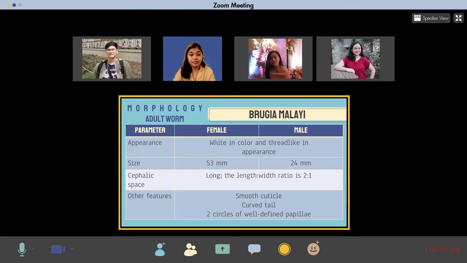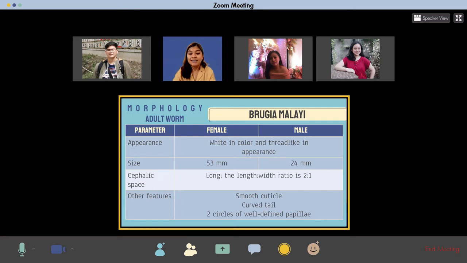So as to the adult worm, it is similar to Wuchereria bancrofti, but smaller in size. It appears white in color and thread-like in appearance. So the female and the male adult worm differ in size, in which the female is 53 millimeters, while the male is 24 millimeters, which is shorter. The adult Brugia malayi are long and slender with smooth cuticle, kinked, and has a long cephalic space having a length to width ratio of 2:1.